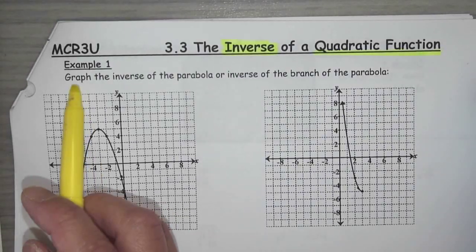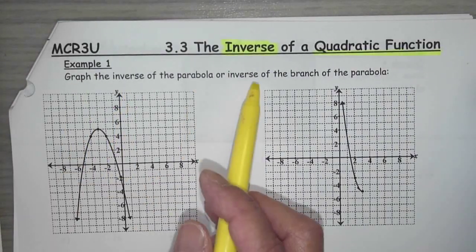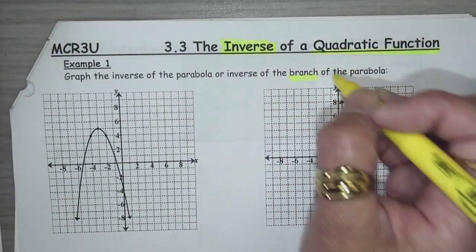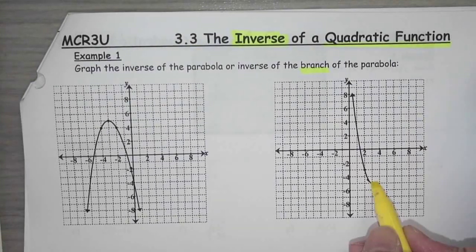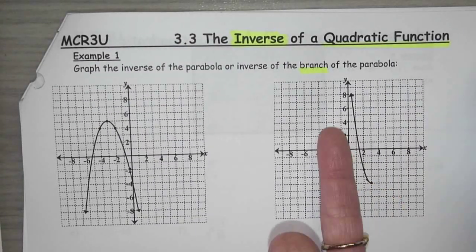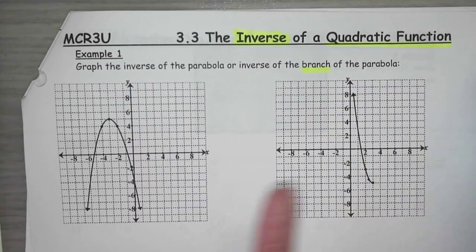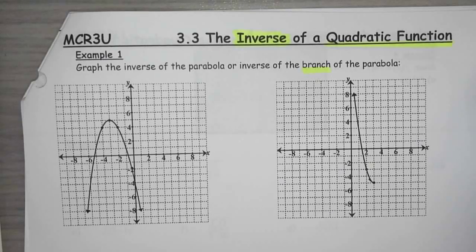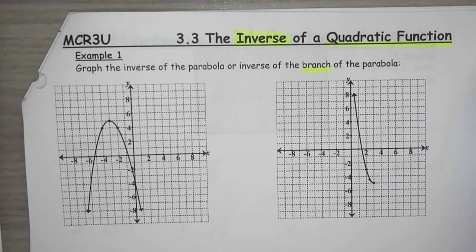So I want you to graph the inverse of the parabola, or the inverse of the branch. This is called a branch of a parabola. When you split it at the vertex, it's called one of the branches. There's the left branch and the right branch of the parabola, right? When you split it at the vertex, you've got two branches of a parabola. So I want you to graph the inverse.